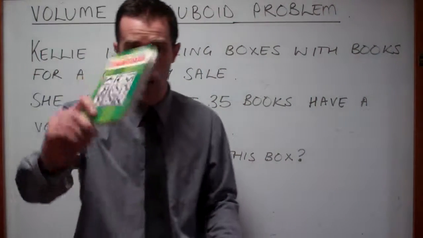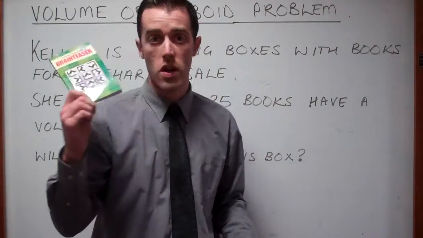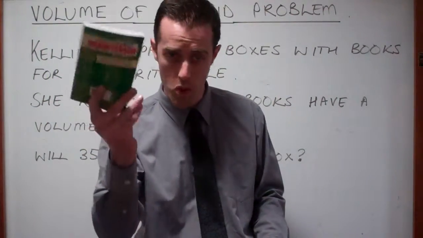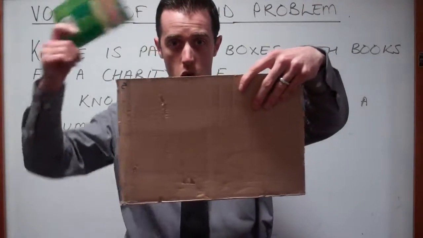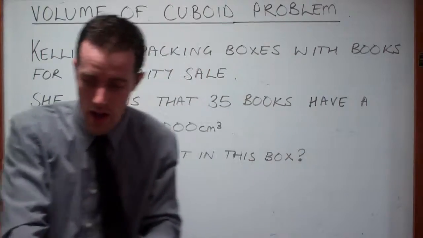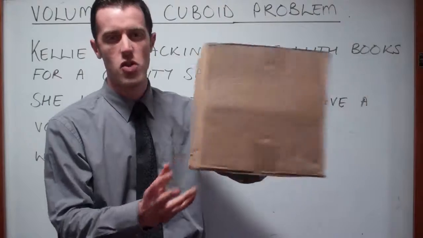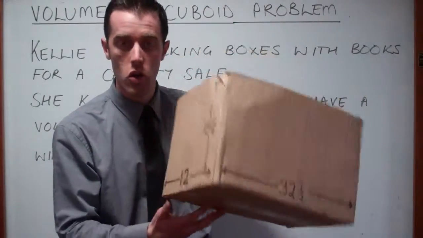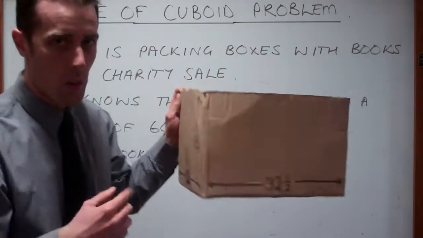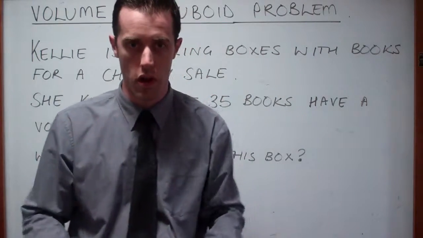So Kelly's figured out that 35 of these books, when all packed together, have a volume of 6,000 cubic centimetres. So will 35 of these books fit inside this box? Is that going to work? How can we figure it out? Well, we have to figure out the volume of this box. As you know, the box is a cuboid, so we need its height and its width and its length, and we're going to multiply those together and see if we can figure out the volume of the box. So let's do that just now.